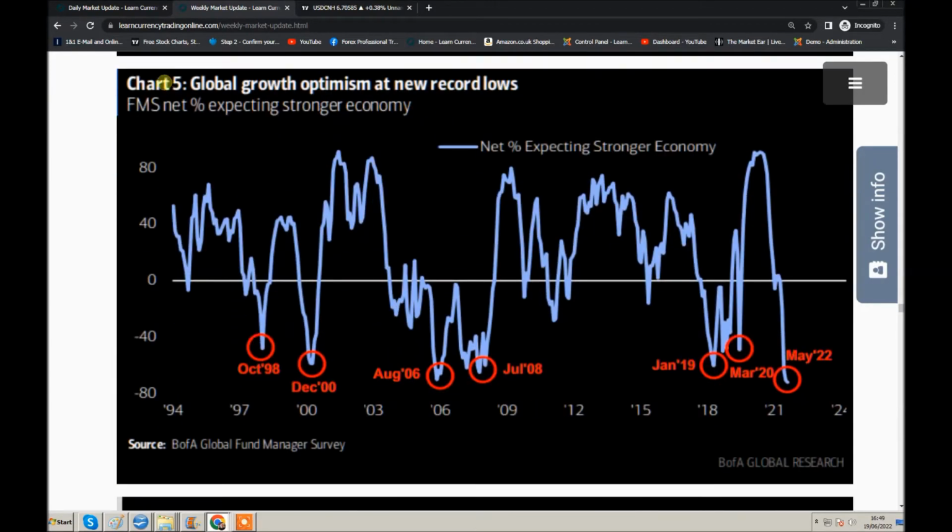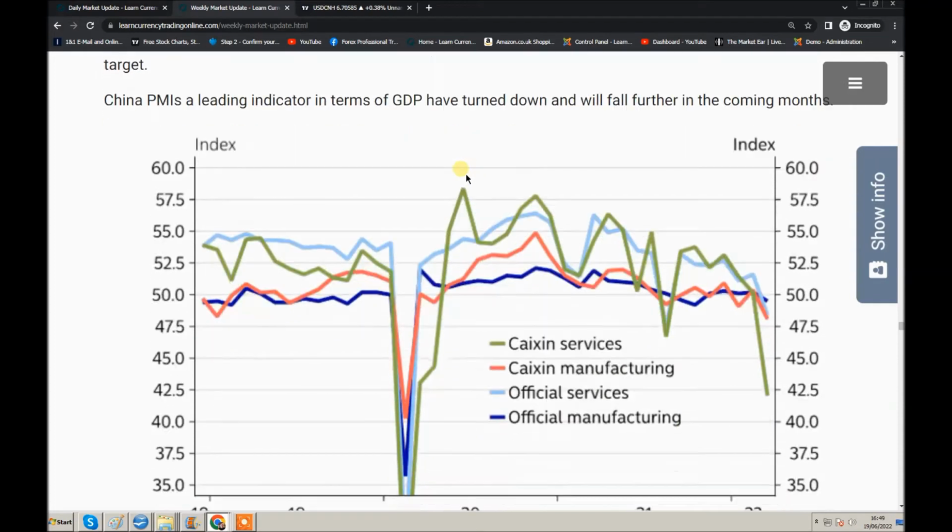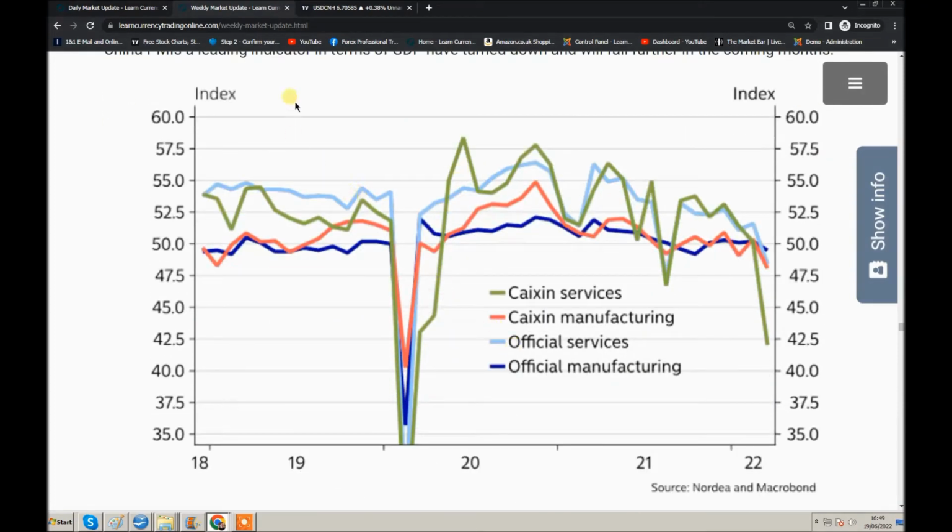Well, here are the views of a survey of fund managers. Global growth optimism is at new record lows. Now, if we look at the world's biggest consumer of commodities, it's China. These are PMIs, leading indicators in terms of GDP, and they're rolling over to the downside. China's big problem is that its economy was slowing even before it did those COVID lockdowns, which gave the economy another knock. So this is really bearish for the commodity currencies.